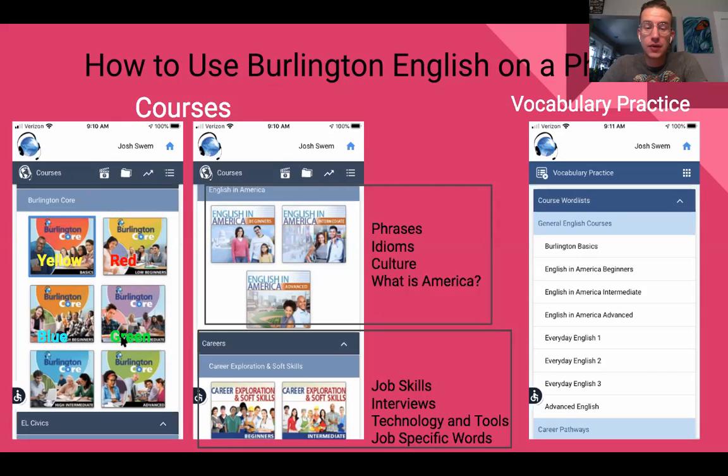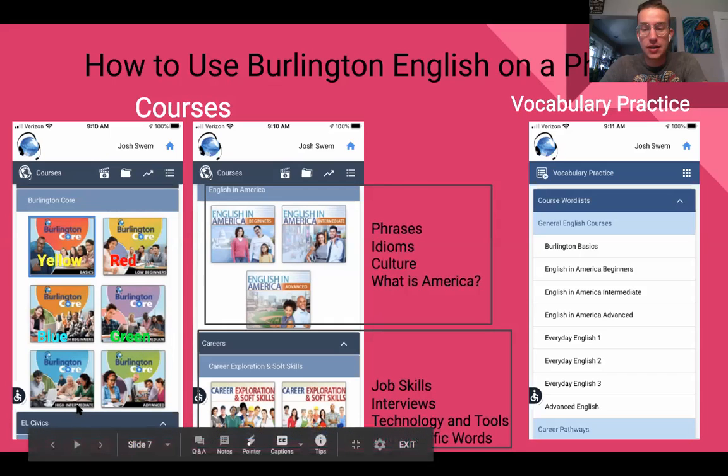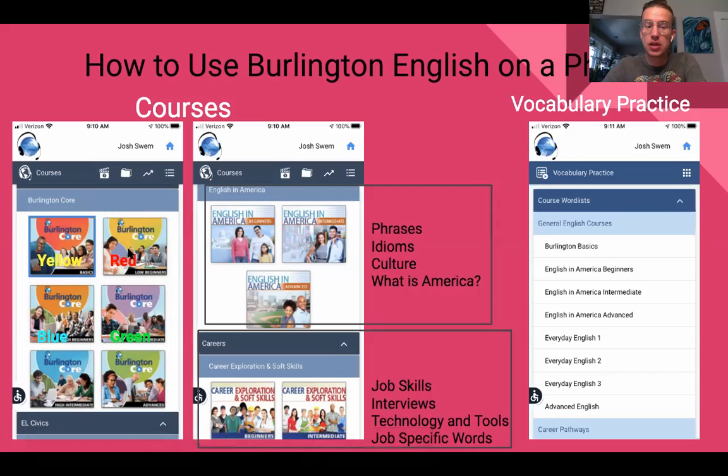And if you're in the green group, you're going to go to the fourth or maybe the fifth one for low intermediate or high intermediate. This is where we will be doing our lessons. So the things we will start teaching next week, you will find the vocabulary, the grammar practice, the reading, listening, speaking, and writing that goes along with our lessons in Burlington Core under courses.